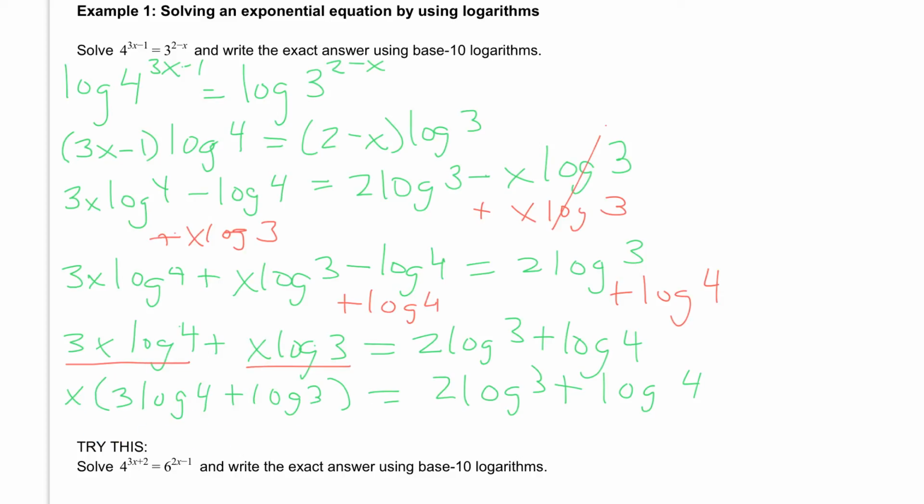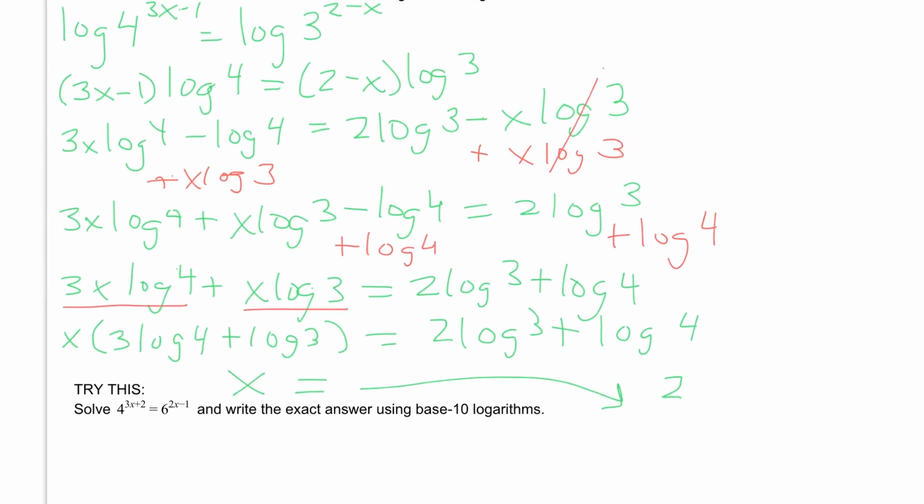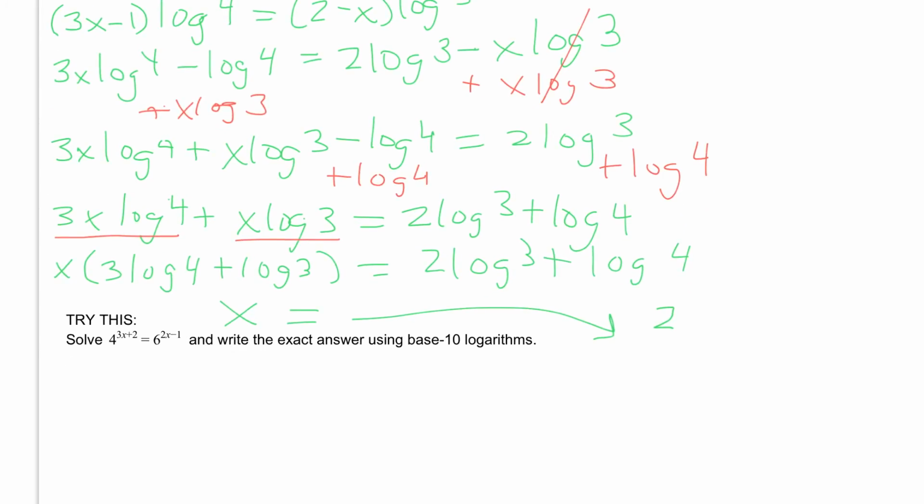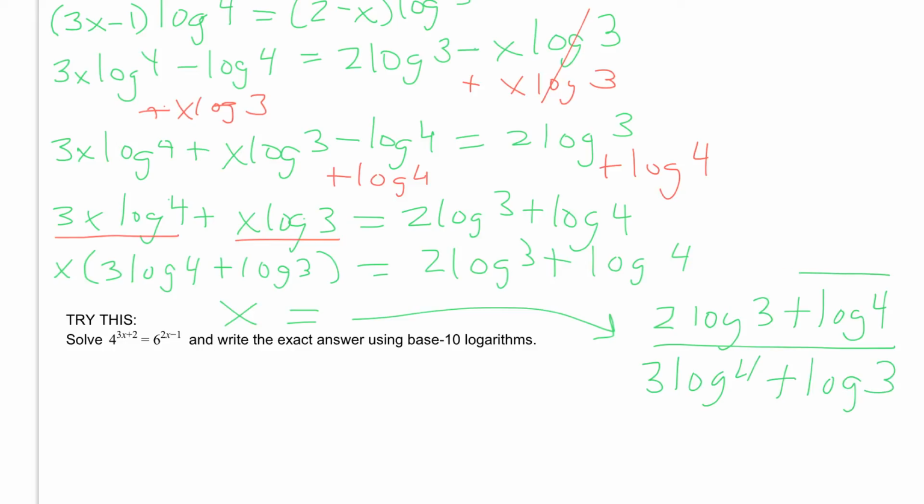And I get x equal to, and to save a little bit of room, sorry, I'm running out of room here, I'm going to write it down here. I have my right-hand side, which is 2 log of 3 plus the log of 4, and I'm going to divide it all by what's next to that x, which is 3 log of 4 plus the log of 3. And this is what x is equal to as an exact answer using base 10 logs.